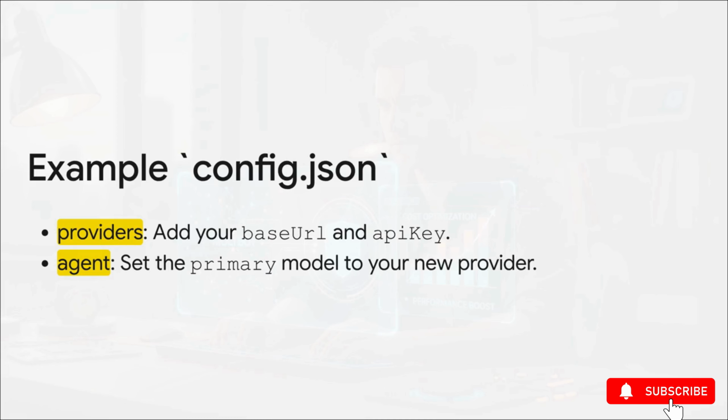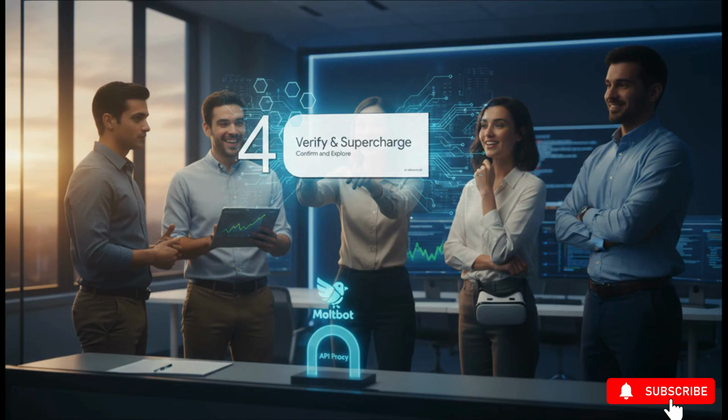So this is what it actually looks like inside the file. You're going to add a new provider section. We're just calling it API here for the example, and you literally just paste in your base URL and your API key. Then, right below that, you tell Moltbot, hey, use my new provider as the main model. It's that straightforward. Okay, once you've saved that file, it's time for the really fun part. Let's make sure everything is working, and then we can explore all your new superpowers.